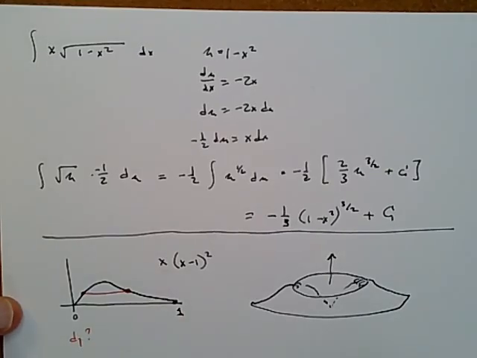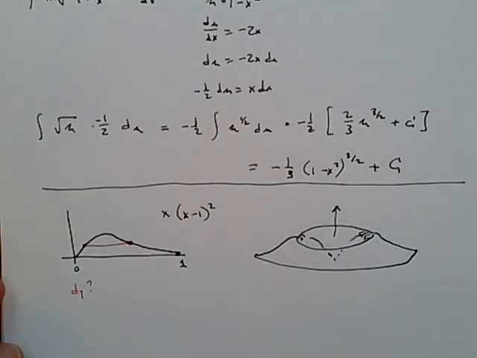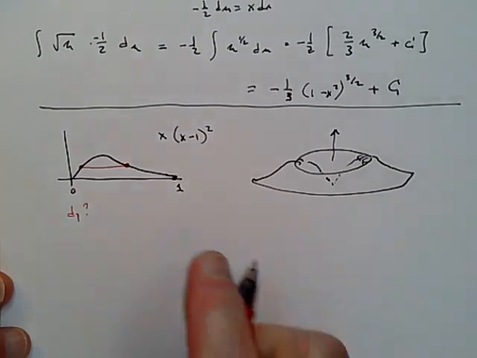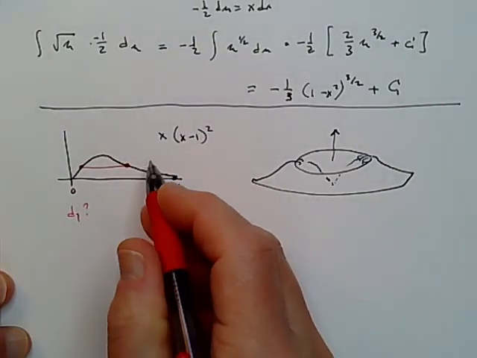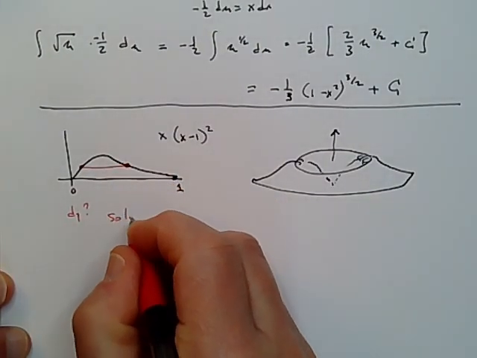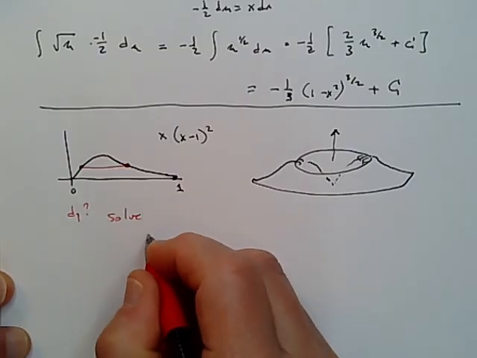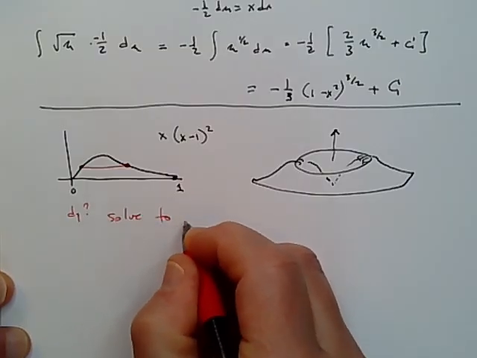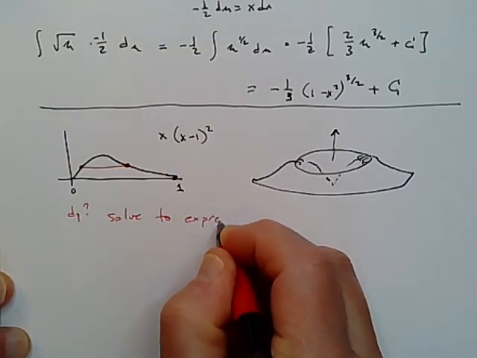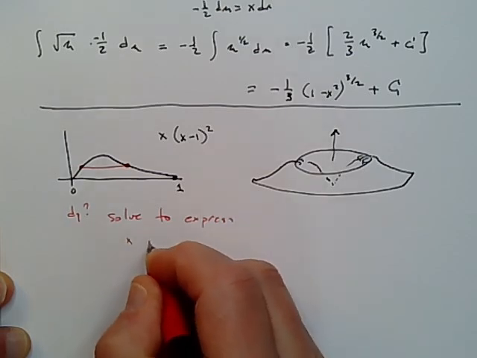So if I try to take slices dy, then I have to figure out what the two ends are. So I have to solve for y there, to express x in terms of y.